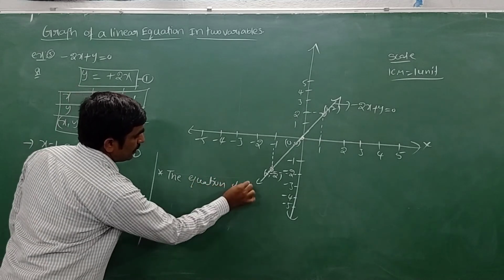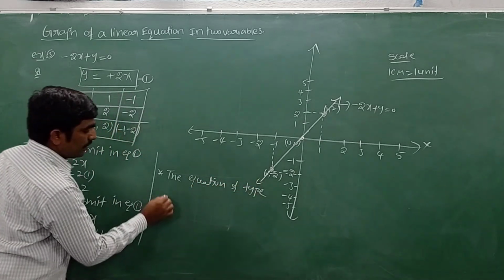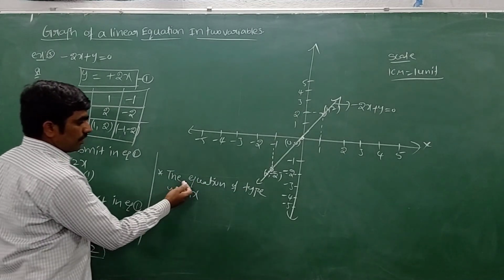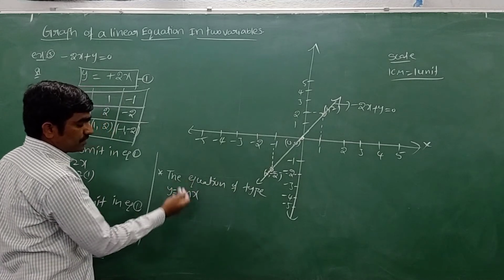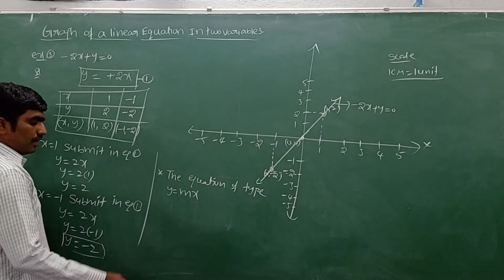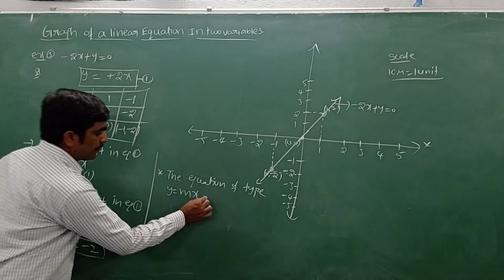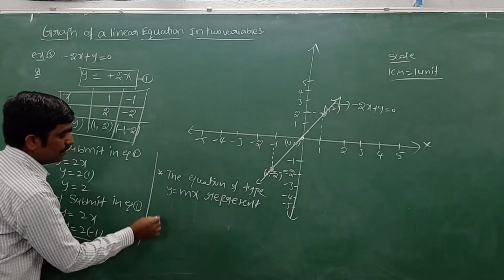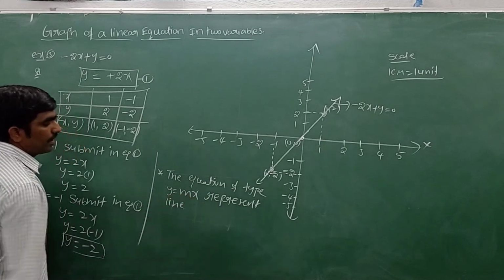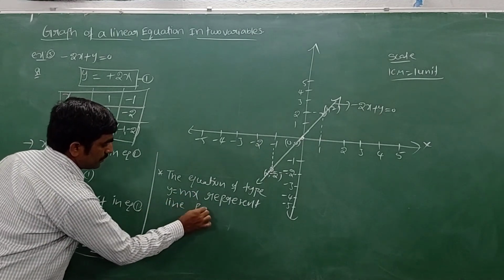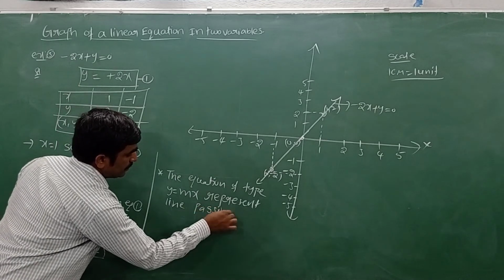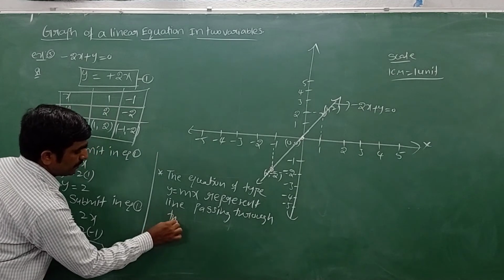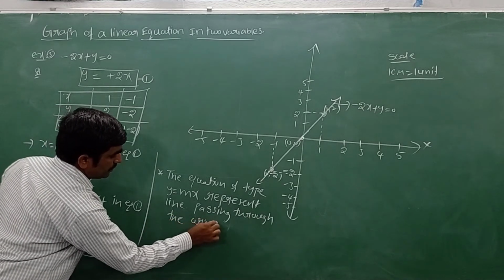Equation of a type like y is equal to mx, where m is any non-zero real number. It is going to represent a straight line which is passing through the origin. This is also one of the key points.